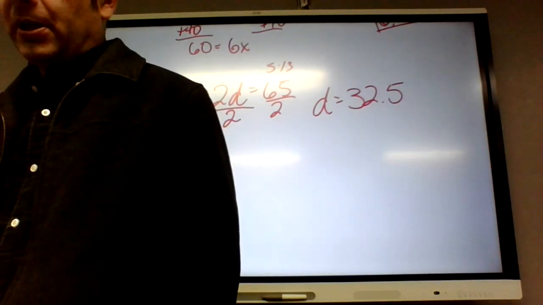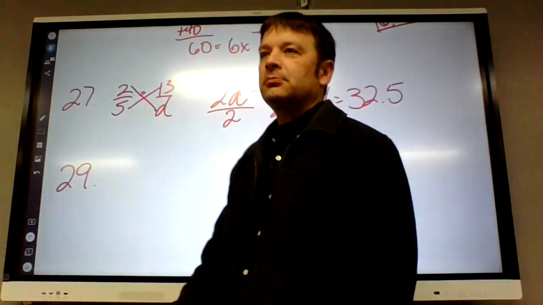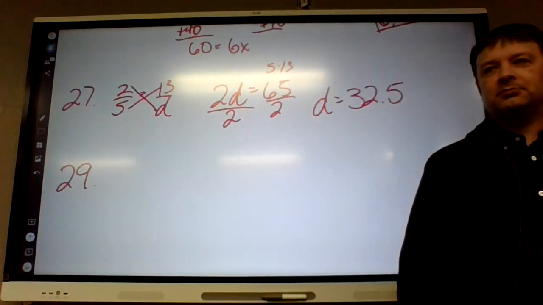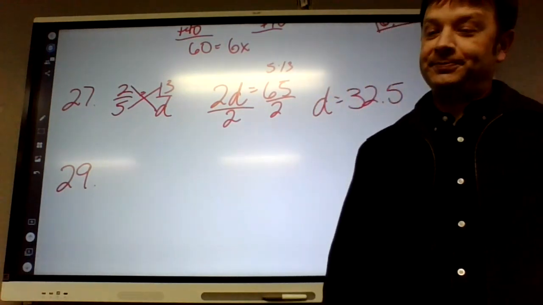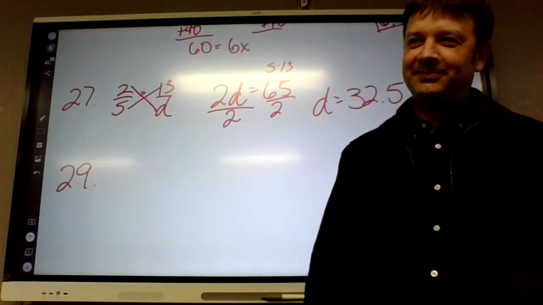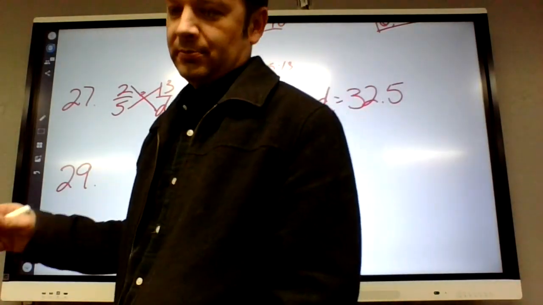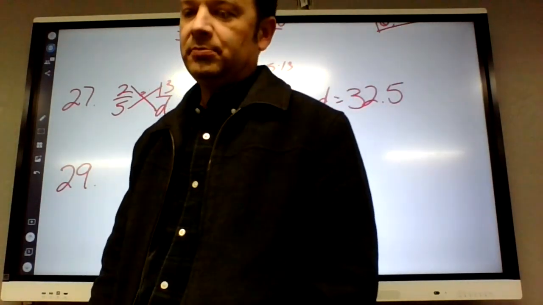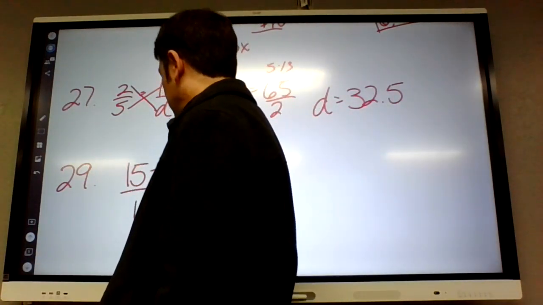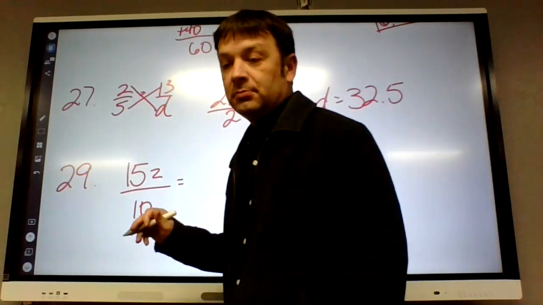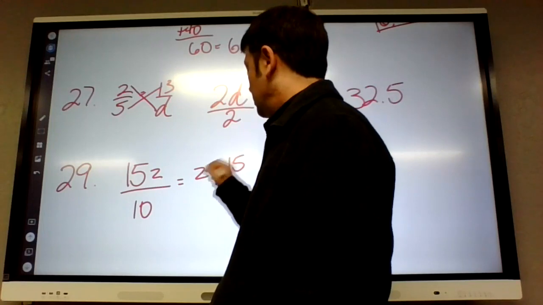Okay, how do we set up number 29? Z over 10Z equals z plus 15 over 12.